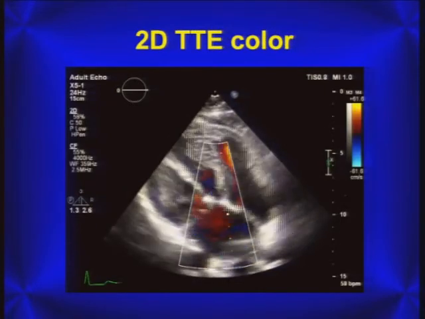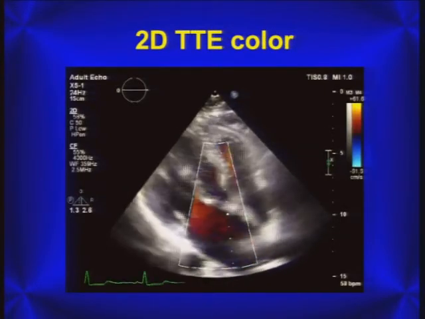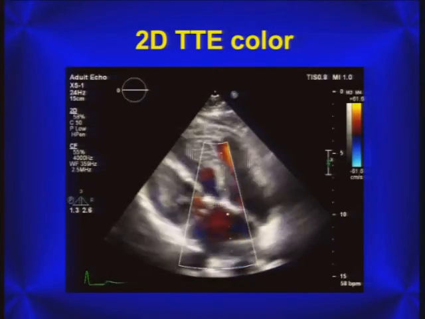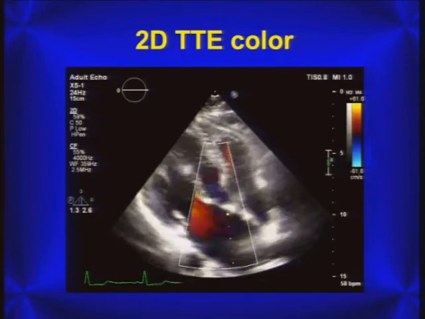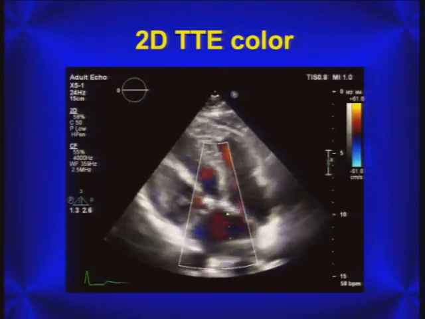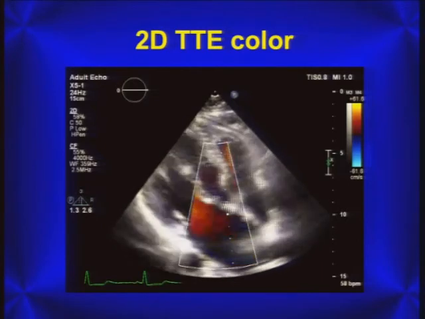We put, of course, some color on. This was an off-axis image, and color Doppler revealed a large mitral regurgitant jet in the left atrium and another oblique turbulent jet below the anterior mitral leaflet in the left ventricle.